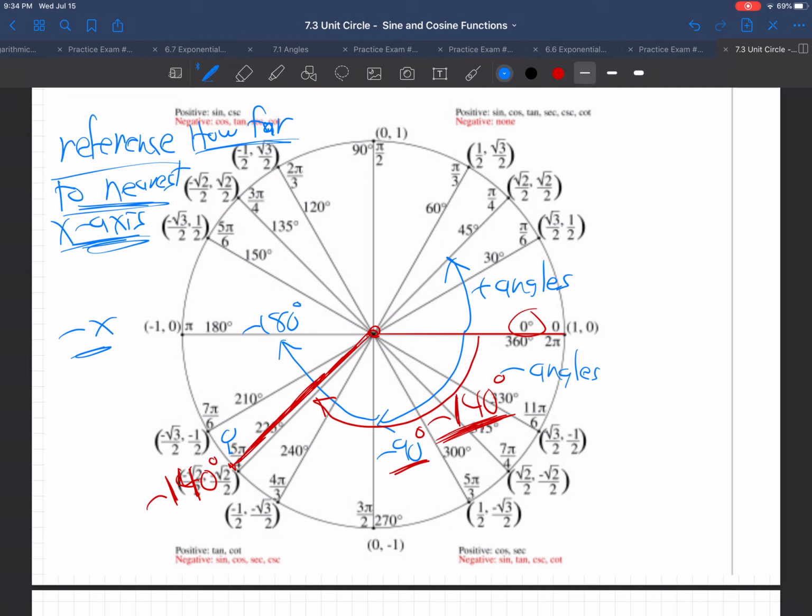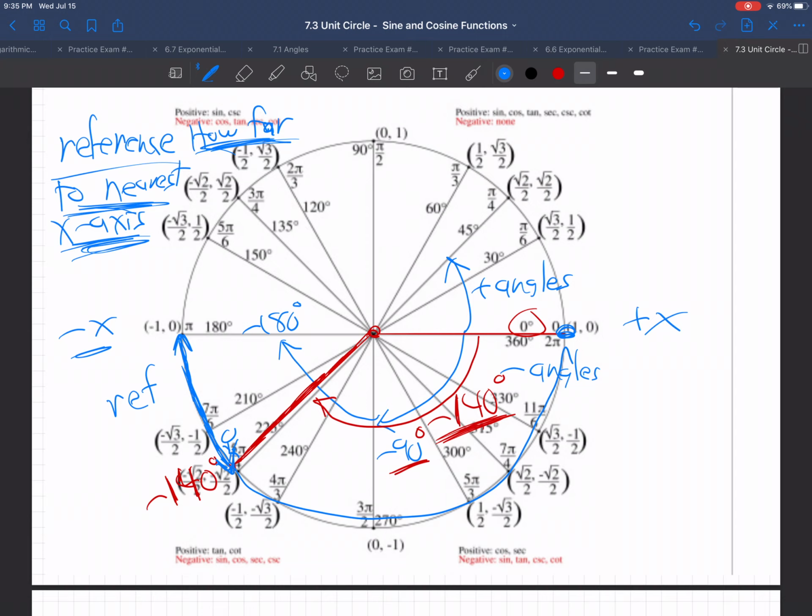Well, you stand at your spot, negative 140, and you say, how far to the nearest x-axis? So if you're standing right there at negative 140, which x-axis is nearest? Is it the positive side of the x-axis right here? Is that nearest? No, clearly not. This is the nearest. This is our reference angle, isn't it? It's right here. That's the nearest. The negative side of the x-axis is the nearest. So a reference angle is how far to the nearest x-axis.